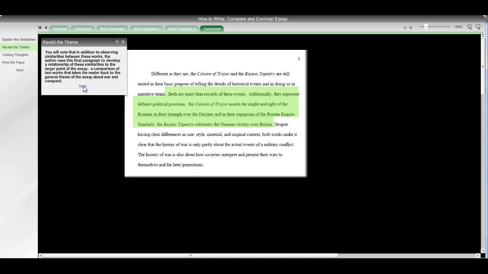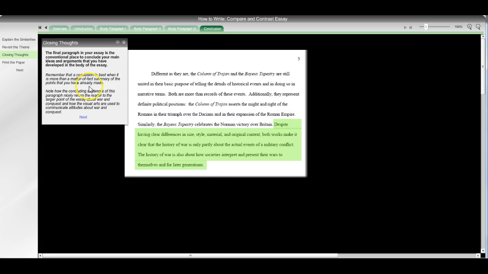Next screen. Number 17. Do revisit the theme. Let us take a look at this green highlighted area. You will note that in addition to observing similarities between these two works, the author uses this final paragraph to develop a relationship of similarities to the larger point of the essay, a comparison of two works that takes the reader back to the general theme of the essay about war and conquest.